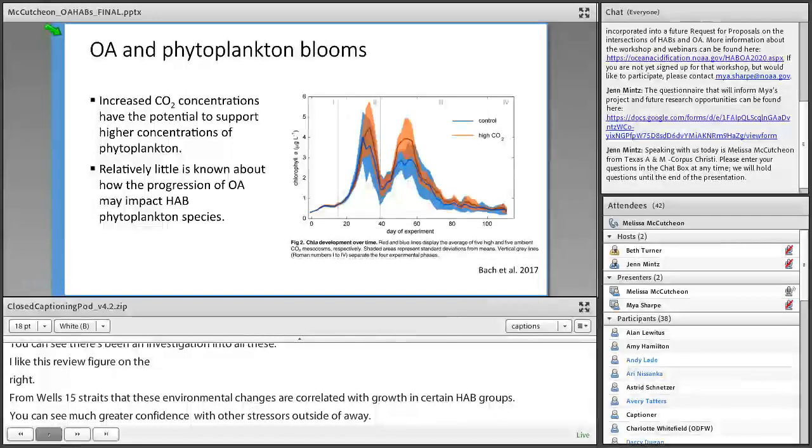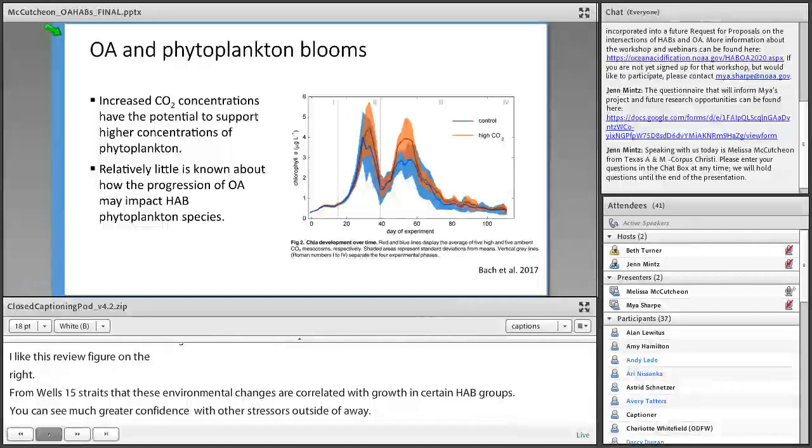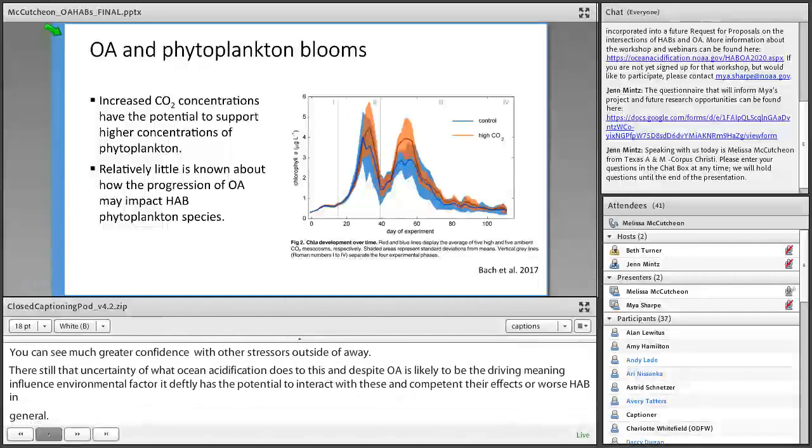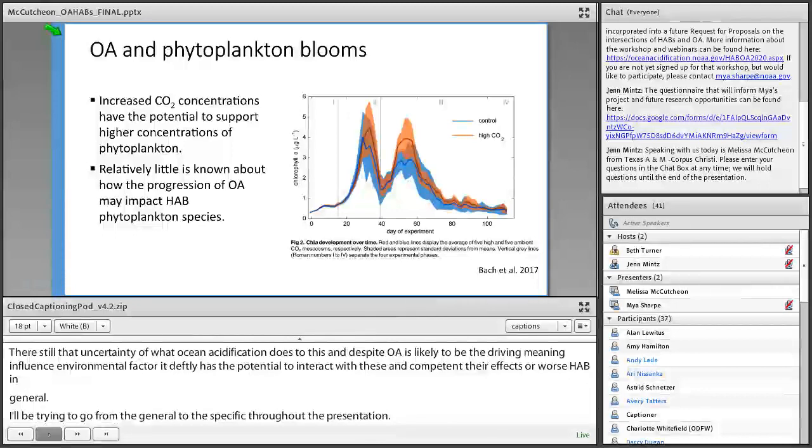And so I'll be trying to go from the general to the specific throughout the presentation. So I'll be talking about OA and other factors and how that affects phytoplankton as a whole, and then how they affect HABs specifically, and how that may be manifested in phytoplankton communities.